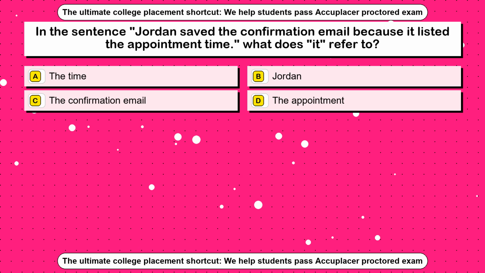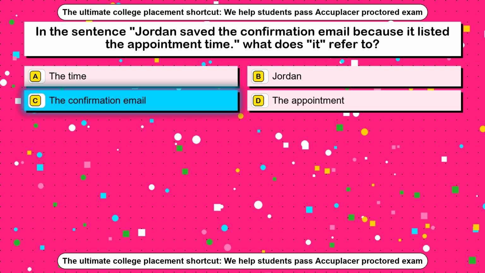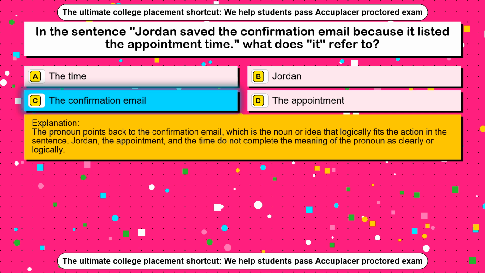Question 83. In the sentence, Jordan saved the confirmation email because it listed the appointment time. What does it refer to? Option A, the time. Option B, Jordan. Option C, the confirmation email. Option D, the appointment. The correct answer is option C, the confirmation email. The pronoun points back to the confirmation email, which is the noun or idea that logically fits the action in the sentence. Jordan, the appointment, and the time do not complete the meaning of the pronoun as clearly or logically.